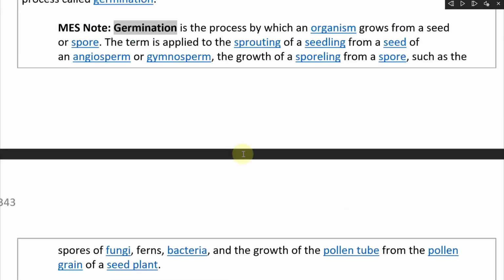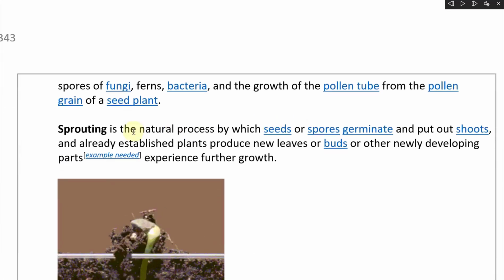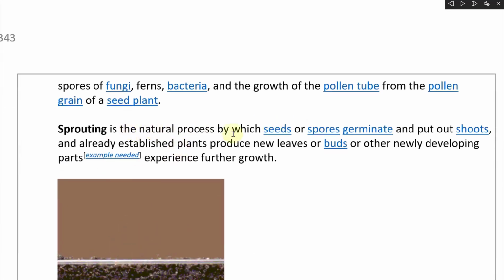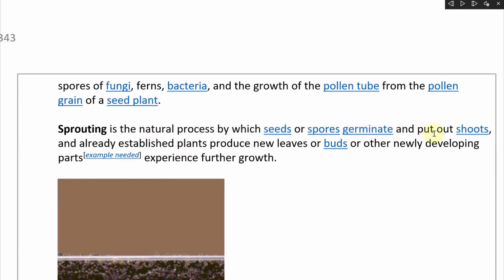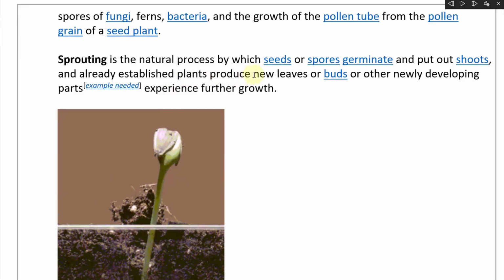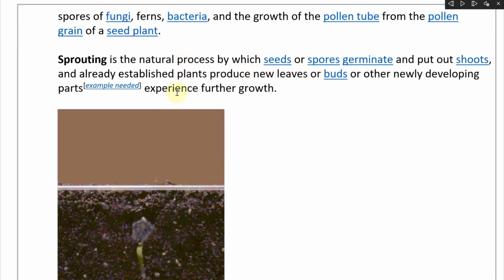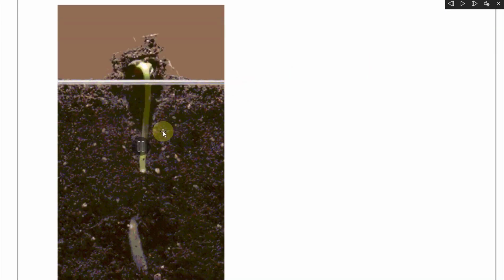So sprouting or growth of a sporeling, and this one is sprouting of a seedling. Essentially the same thing, just growing. Sprouting is a natural process by which seeds or spores germinate and put out shoots, and already established plants produce new leaves or buds or other newly developing parts, and experience further growth. So basically, it's just growth.